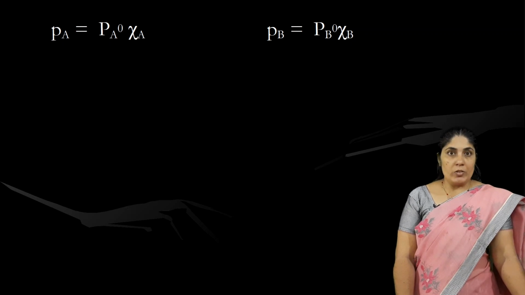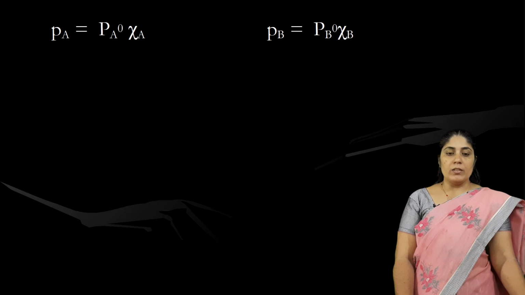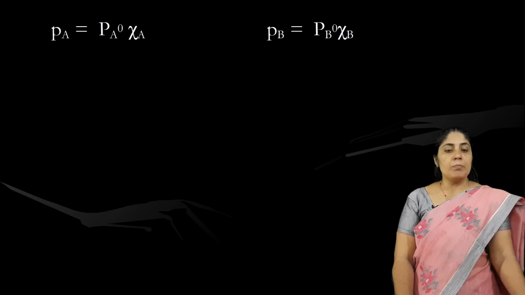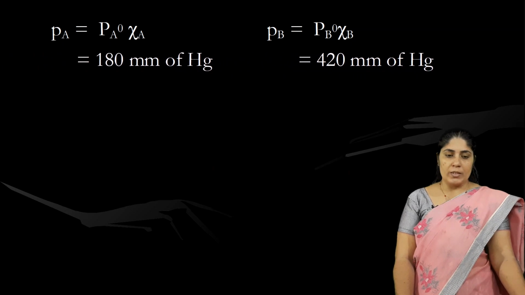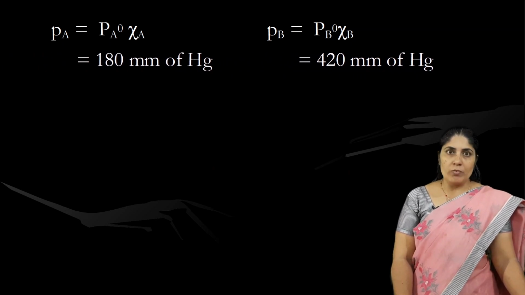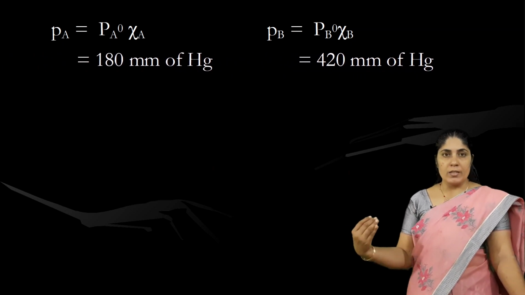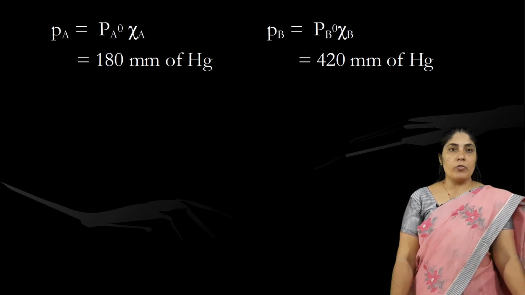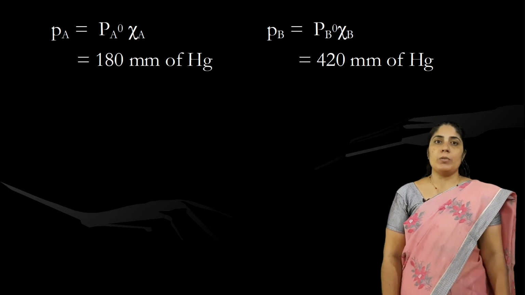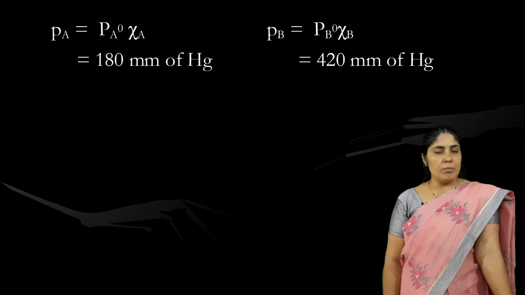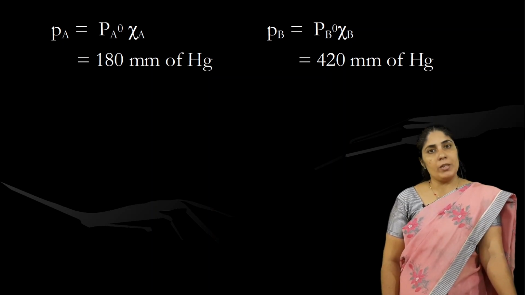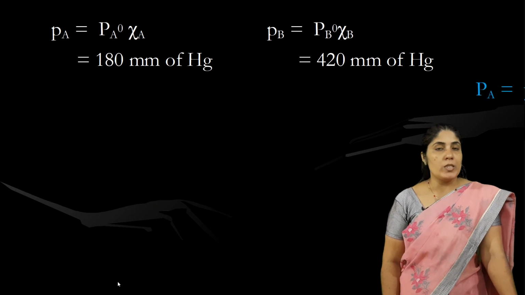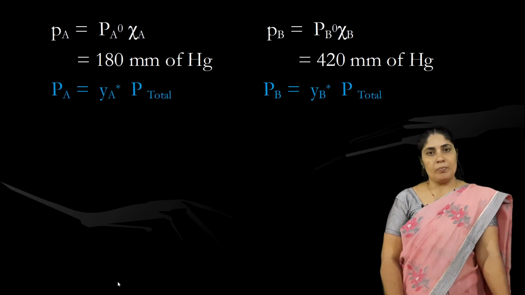Using the Raoult's law equation, PA is equal to PA0 into Chi A for A component and PB is equal to PB0 into Chi B for B component. And on substitution of the values which we previously discussed, we get the values of partial pressure of A component as 180 millimeters of mercury and the partial pressure of B component as 420 millimeters of mercury.